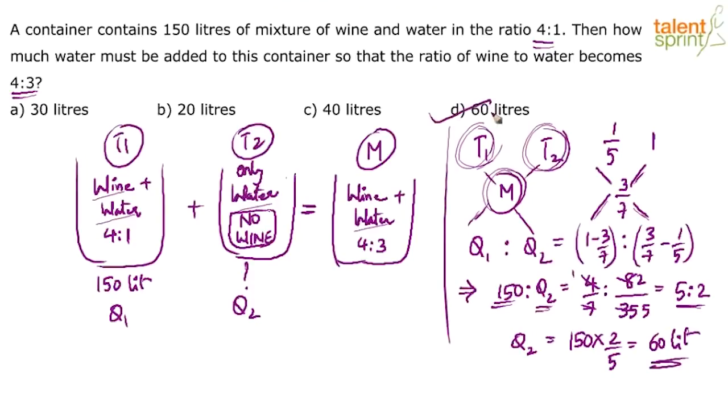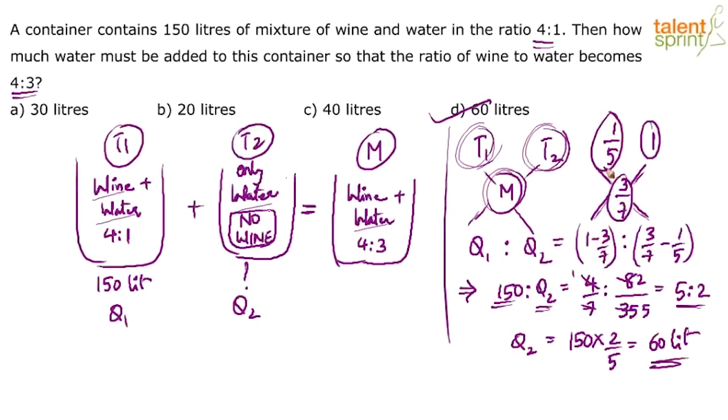60 liters. So your answer has to be option D, right? Answer has to be option D. Here, 60 liters. So which means if I add 60 liters of water to this mixture, we will get the new mixture in which the ratio is 4:2. I hope you've understood how we've taken 1 by 5, 1 and 3 by 7.